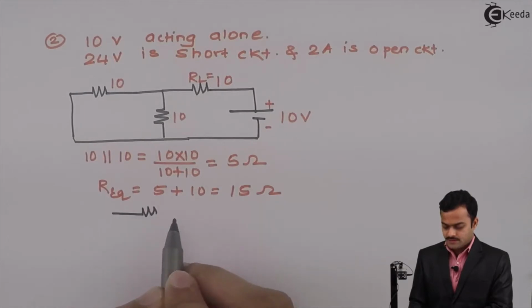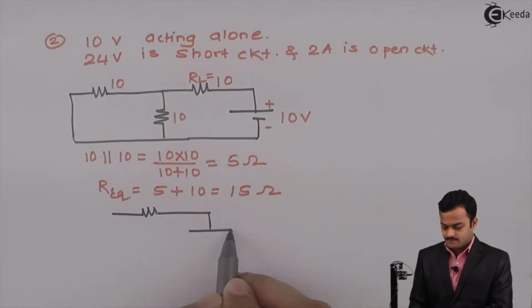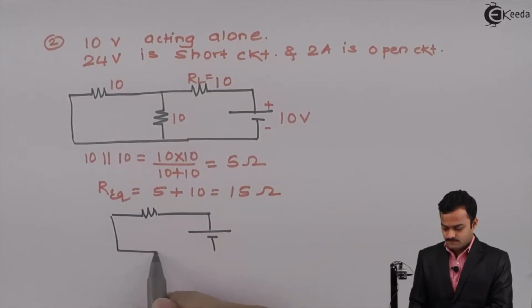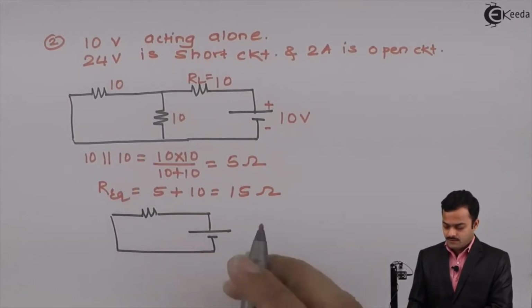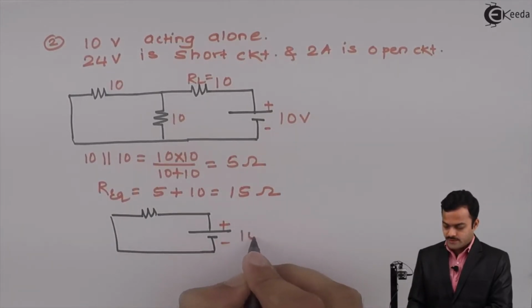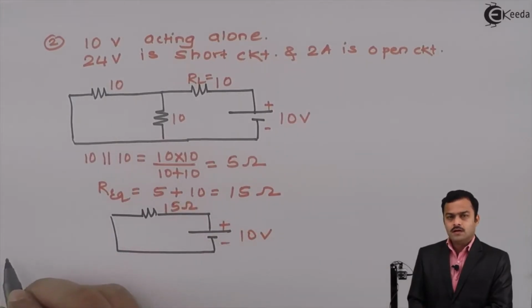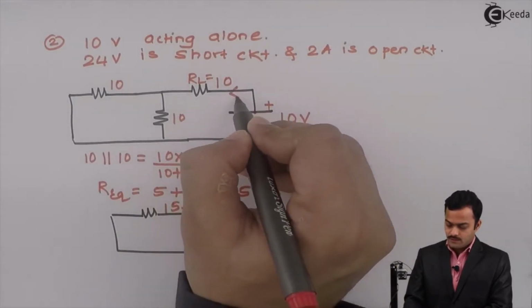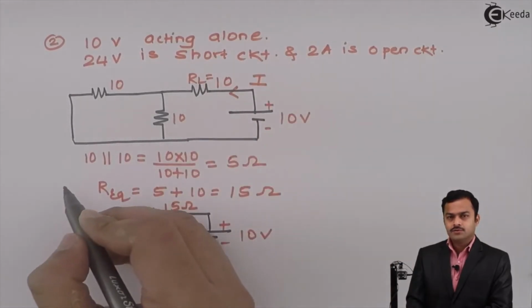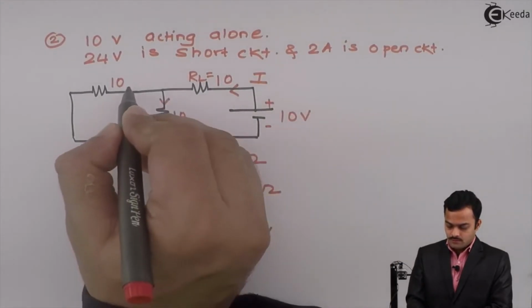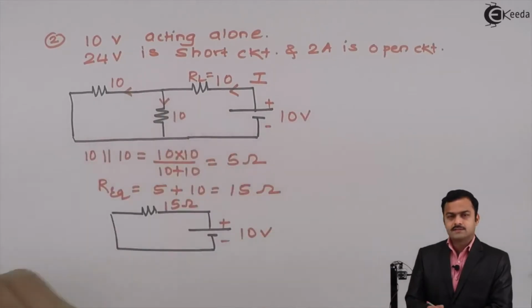Now this 15 ohm will come in series with the voltage source that is present. So ultimately circuit will be like this, where one source of 10 volt is present and R equivalent is 15 ohm. Our job is to find out this current given by battery. So I will get these two currents.